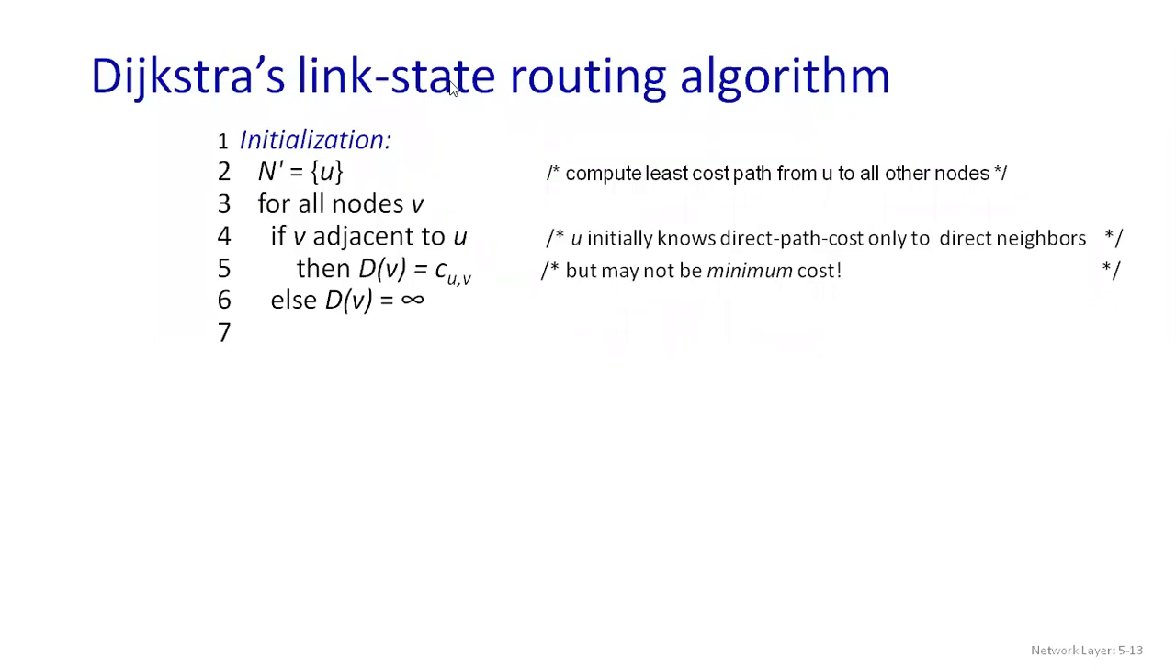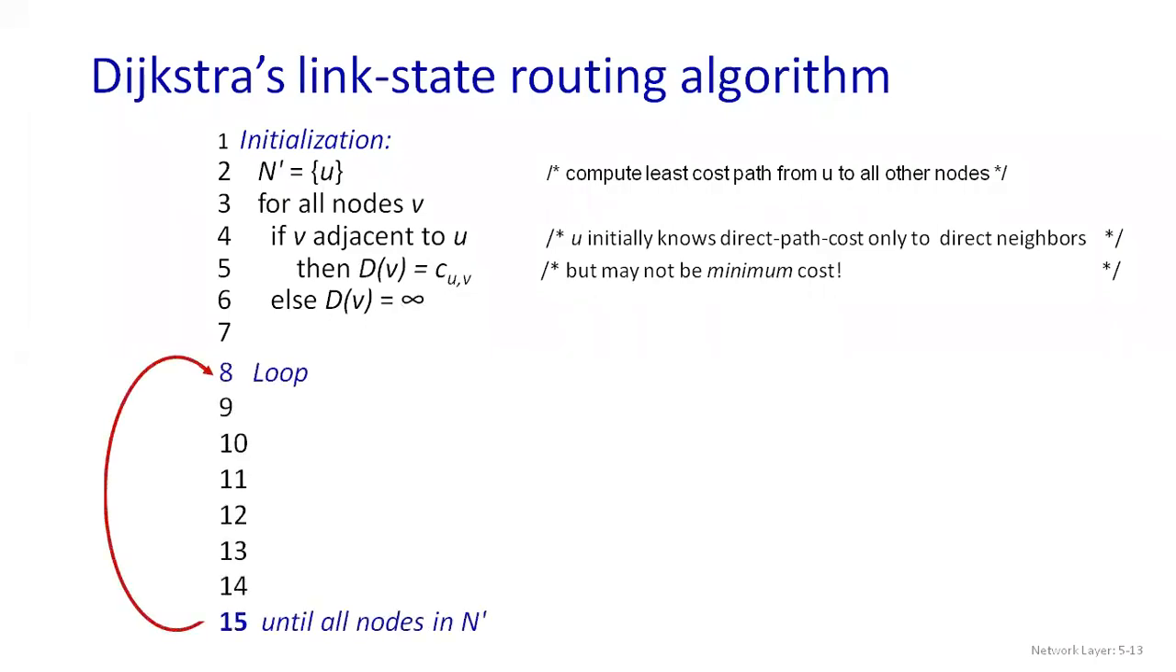Okay, next what you are going to do. Now here you can see if V is adjacent to U, then D of V will be your cost, C of U comma V. Then here you are going to find out the distance. If it is not directly connected, you have to keep the value as infinity.